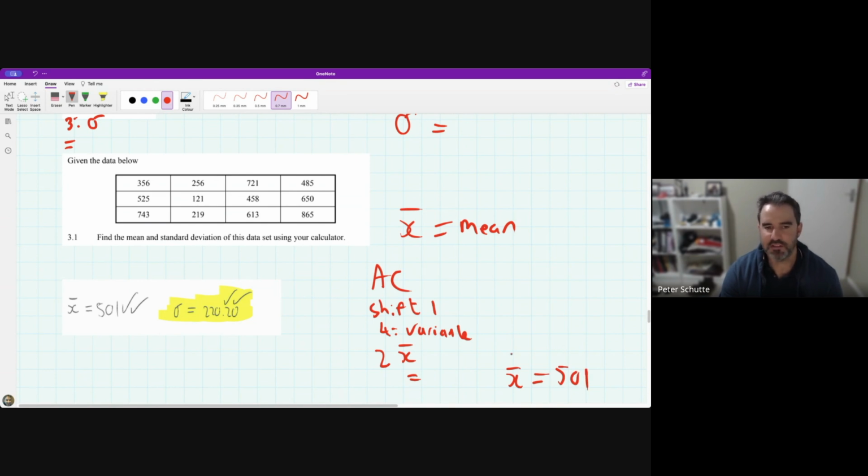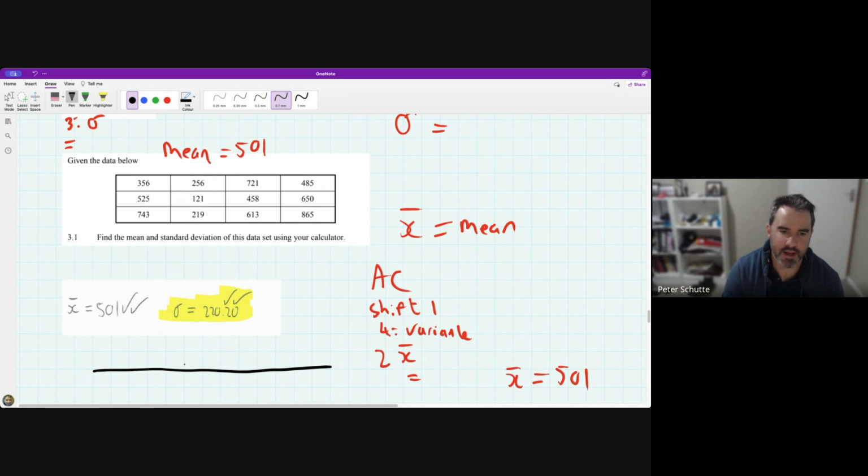And so what this is telling us is for this data set over here, the mean is 501, and the standard deviation is 220.20. And what that really means is, on a number line, if you imagine the value 501, on average, a data point will either be 220 above or 220 below. On average, that's how far away a data point is from the mean in this data set.